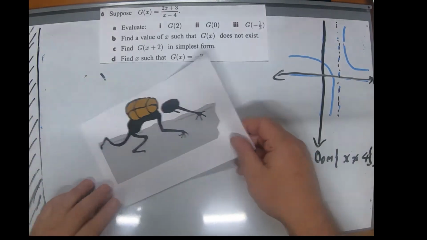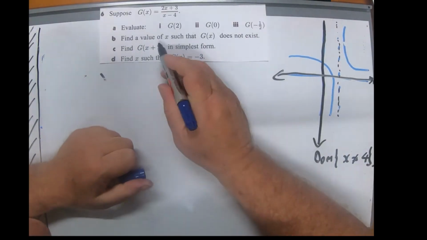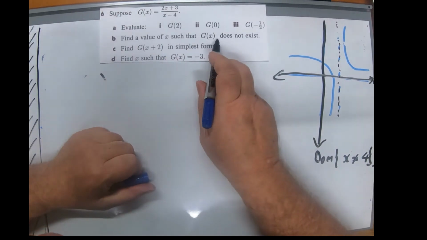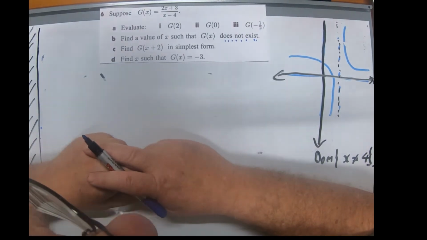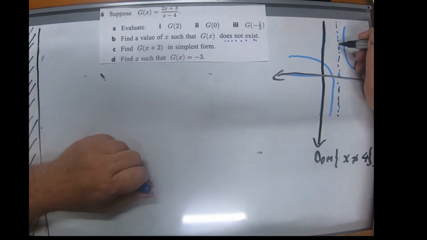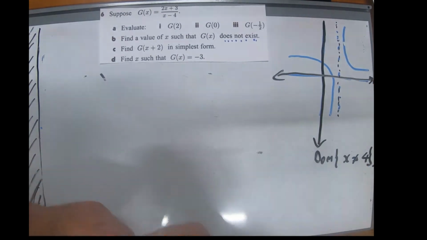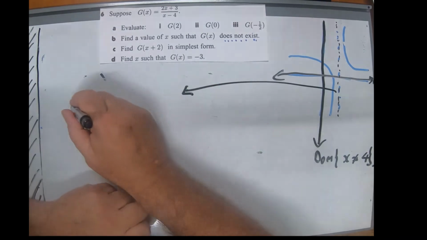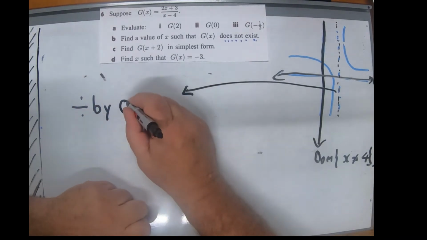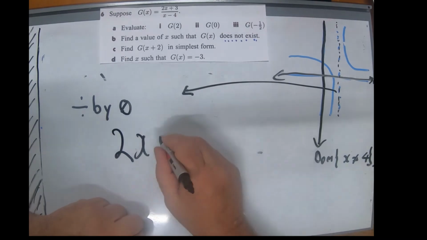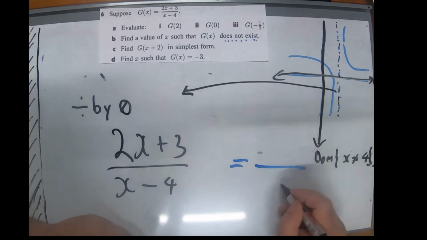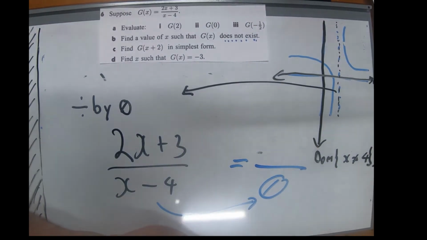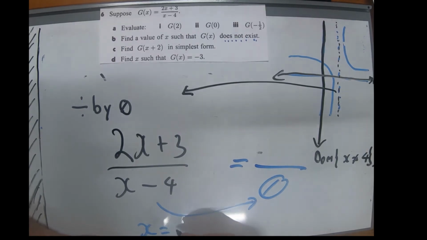Okay, through the question again. So find a value of x such that g of x does not exist. So these words here mean some sort of asymptote, or the graph for some reason doesn't exist. So this line here, as I've done in the sketch, this line here indicates divide by 0. If I have 2x plus 3 over x take 4, what could I put in here that would make the bottom equal to 0? And hopefully everyone can spot that it would be 4. 4 subtract 4 would be 0.